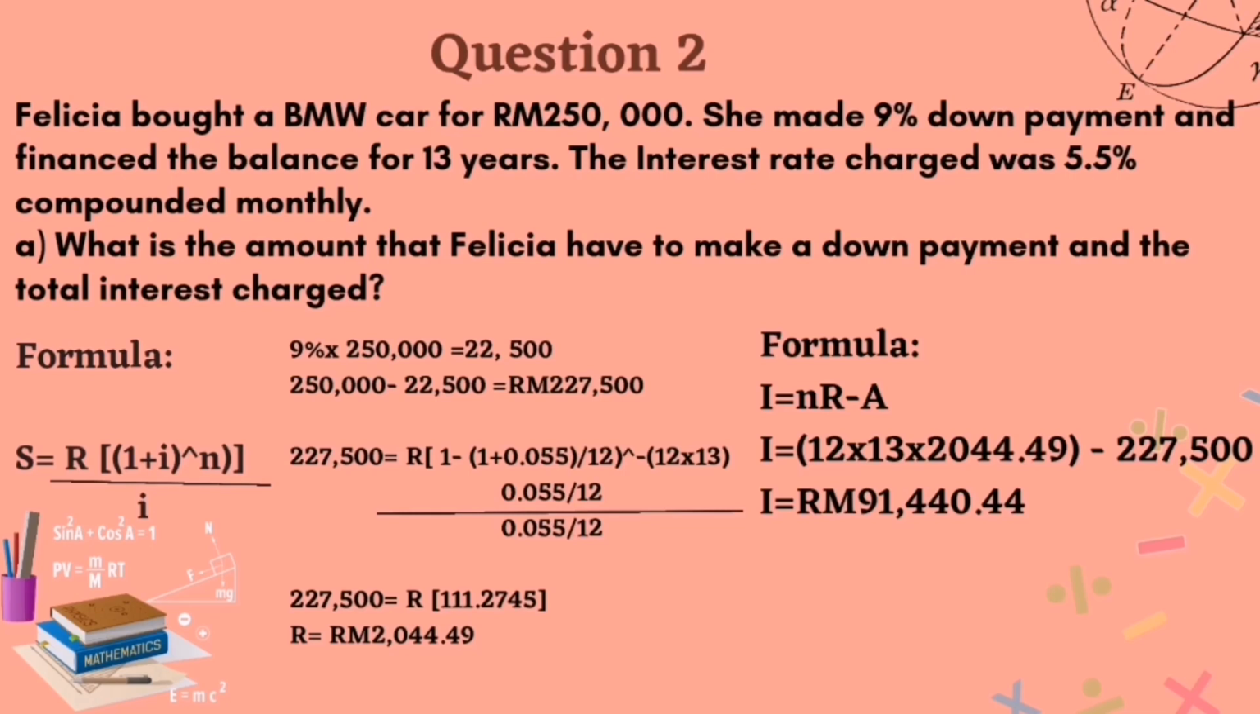In this question, we use this particular formula to solve this case. First, 9% multiplied by 250,000 equals 22,500. Then, 250,000 minus 22,500 equals 227,500 ringgit Malaysian. Then we put all the information that has been given in the formula, which makes R equal to 2,044 ringgit Malaysian 49 cents. In order to find the total interest charged, we use the formula I equals nR minus A. It will be 91,440 ringgit Malaysian 44.9 cents. So this is how we solve this question.